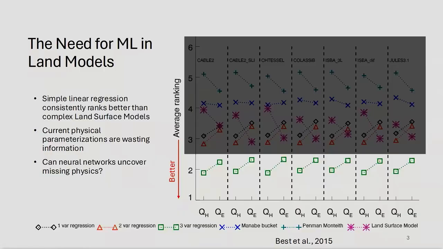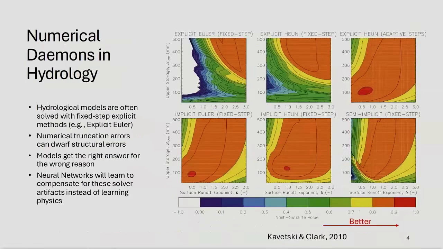And the next point I kind of want to touch on is this age-old problem of numerical demons in hydrology. So as you can kind of see from the top left figure, the explicit Euler way of solving our models can lead to a loss landscape that's extremely jagged and can lead to a wildly different outcome. And sometimes this will even lead to cases where models will get the right answer, but for the wrong reasons.